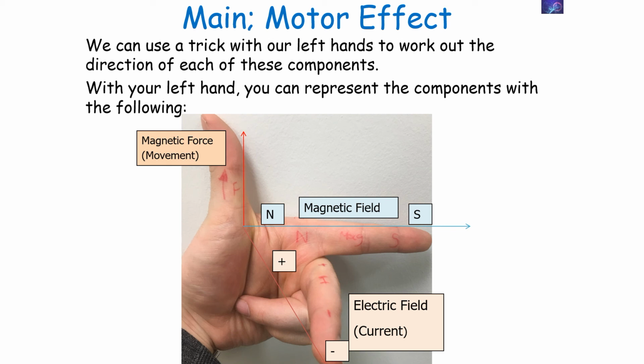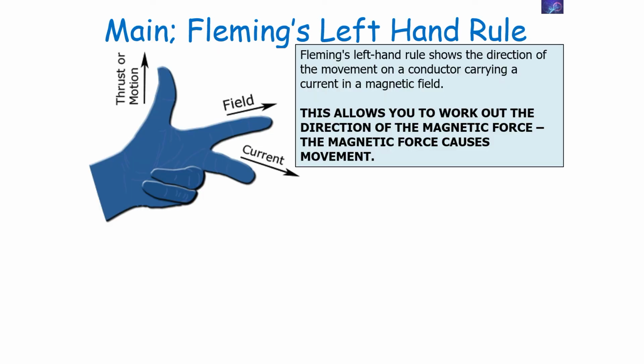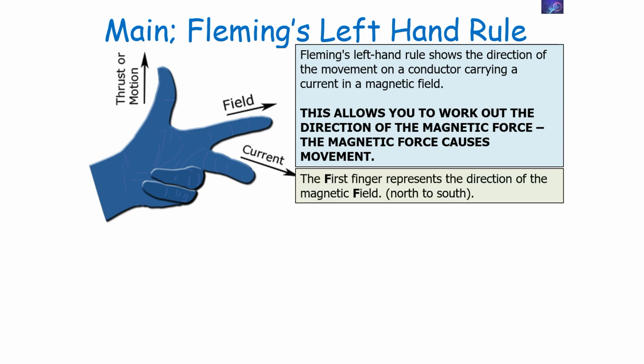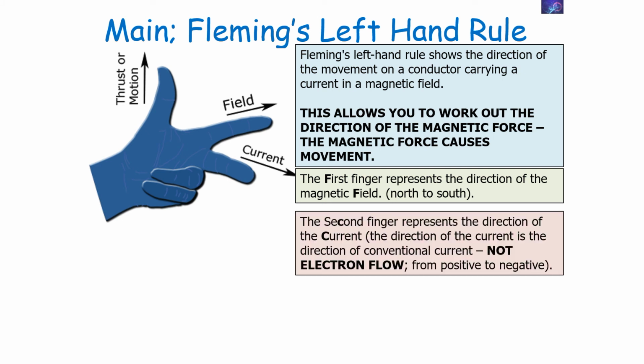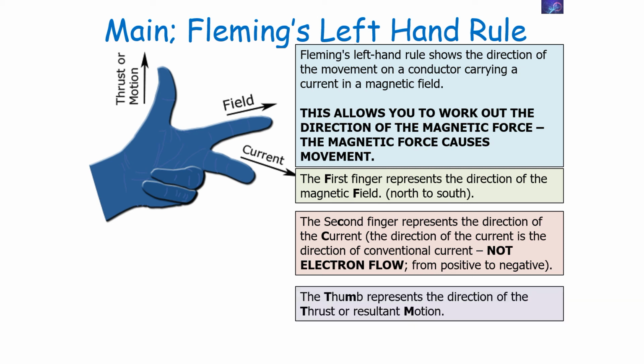Let's go over this key idea again. Fleming's left-hand rule shows the direction of movement on a conductor carrying a current in a magnetic field. This allows you to work out the direction of the magnetic force, and the magnetic force causes the movement of our coil, our conductor, our electromagnet. The first finger represents the direction of the magnetic field from north to south. The second finger represents the direction of current flow. Remember, it's from positive to negative, it's not the direction of electron flow. The thumb represents the direction of thrust, or the direction of resultant motion. It is the direction of our magnetic force.